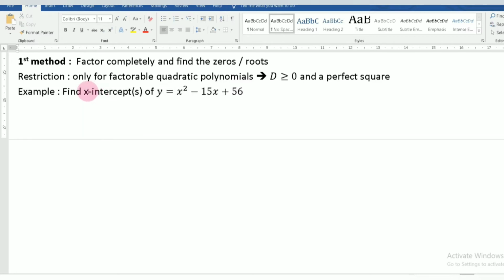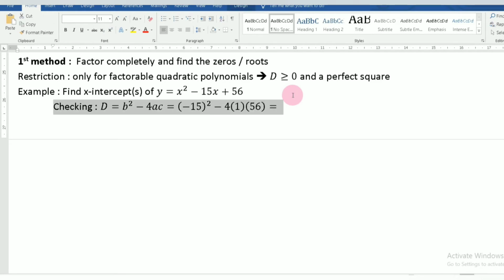Find the x-intercept or x-intercepts, since we don't know how many x-intercepts we will have. Is it 0, 1, or 2? Of y equals x squared minus 15x plus 56. Before we decide whether we will use the method of factoring completely, we need to check whether it is factorable or not by using the discriminant.